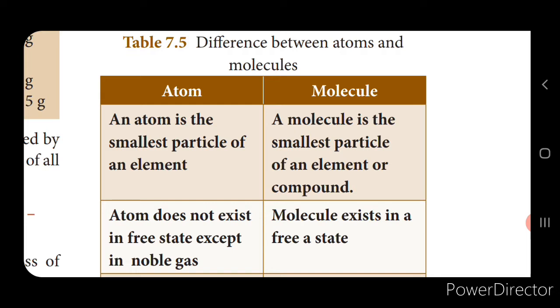Except the noble gases. What are noble gases? The 18th group elements, that is helium, neon, argon, krypton. These are the noble gases. So except those noble gas elements, atoms do not exist in free state. Molecule exists in a free state. For example, O2, H2, N2, oxygen, nitrogen, this exists in free state. HCl is a molecule, it exists in free state.